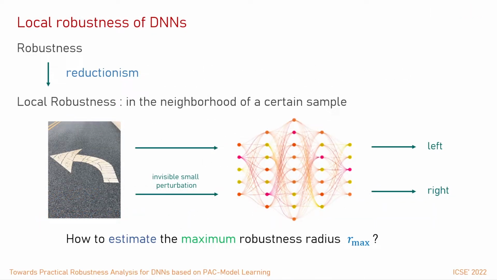Robustness is a property that shows the ability to resist change under perturbation. When we talk about the robustness of a deep neural network, DNN for short, we want to study the output of the DNN in the neighborhood of the inputs. In this paper, we analyze the local robustness regarding a single input. A critical measure is the maximum robustness radius, where a DNN can hold its robustness. The problem here is to estimate it.